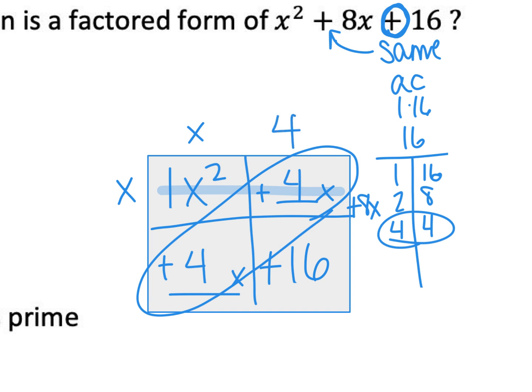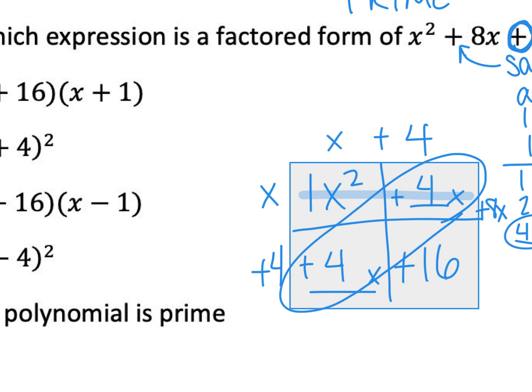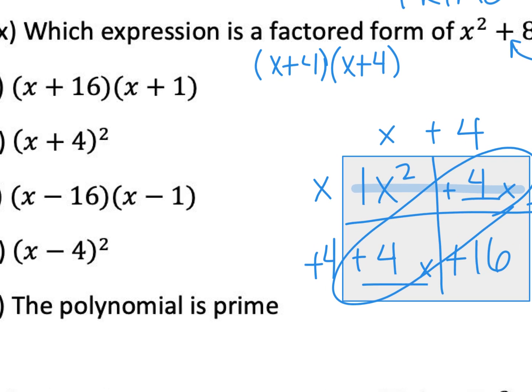4. What kind of 4? Be careful with your signs. Positive. And then I have x times something is 4x. What? Positive 4. So my factors, my answers are x plus 4 times x plus 4. Which one looks like that? B. Not D. D has minuses, so be real careful with your signs.